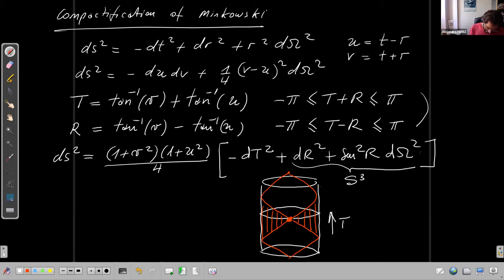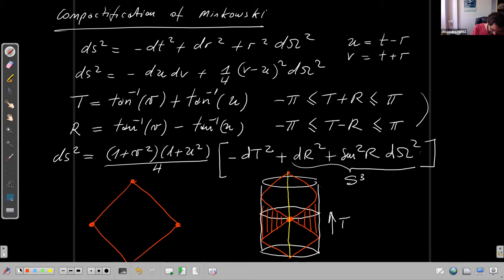Okay, I hope you understand the picture. I'm going to cut the cylinder here and open this up. So what you find is that the whole of Minkowski space-time becomes something that in two dimensions would look like this. This is slightly misleading in two dimensions.